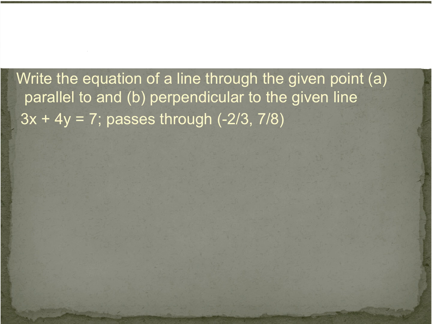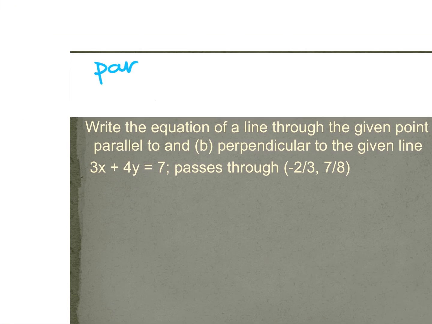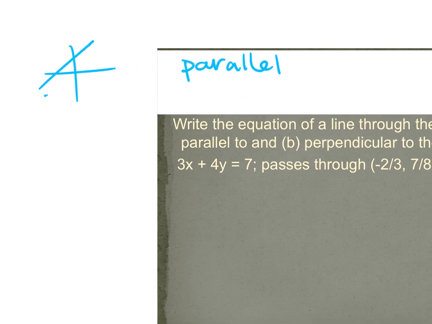All right, last question. We want to write the equation of a line through the given point, parallel and perpendicular to the given line. So this is asking for 2 separate things. We got to find the equation that's parallel to this. Then we want to find the equation that is perpendicular. So 2 different questions. When we have 2 lines that are parallel, what would we know about their slopes? They're the same. Awesome. Parallel lines have the same slope.